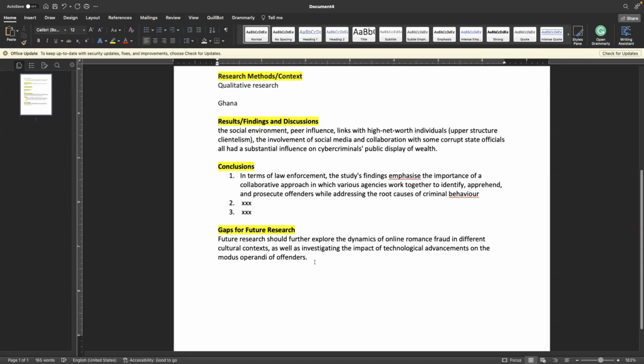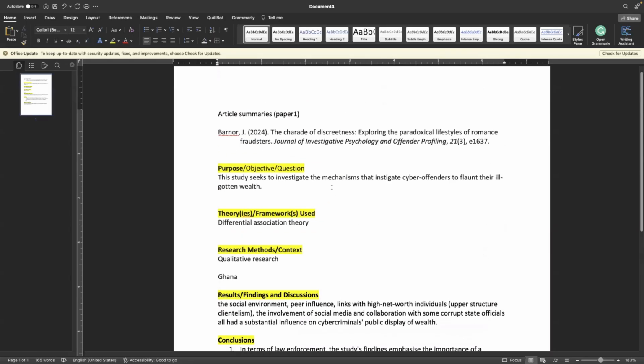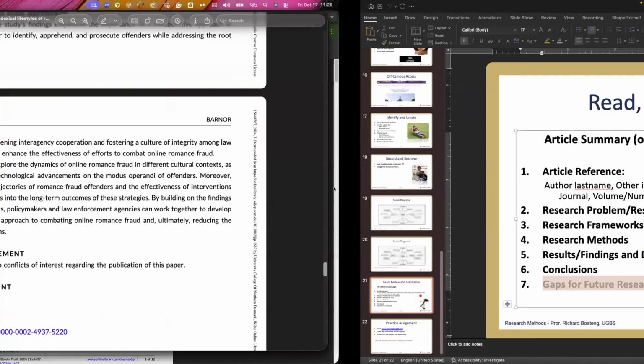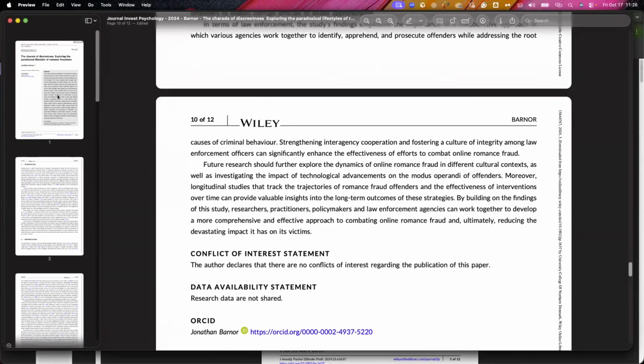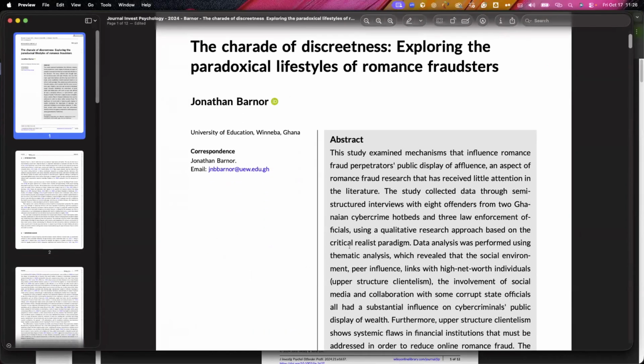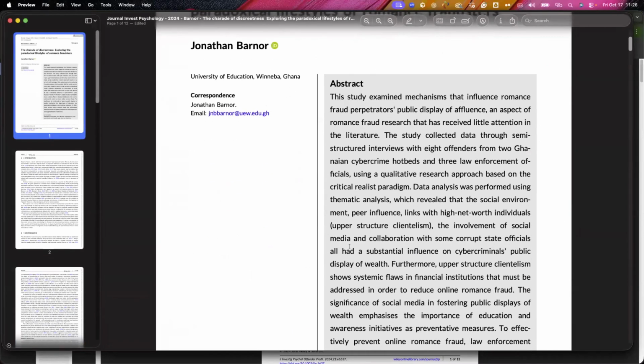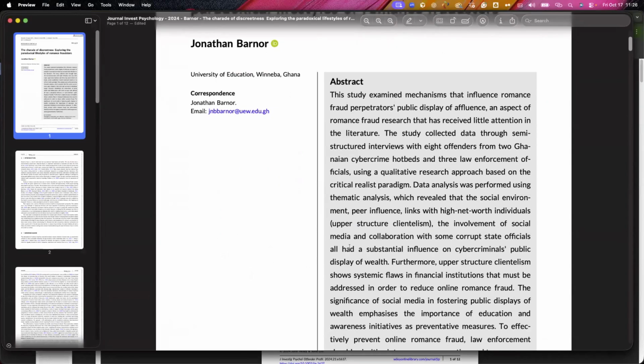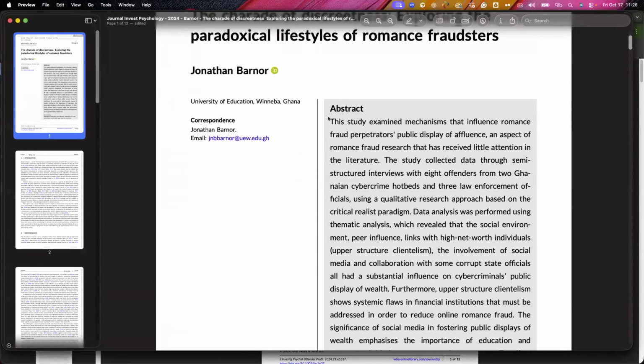Okay. The second question is: sir, please, the purpose of the article as revealed in both the abstract and introduction, which one should we go for? Whilst we're reading, I told you that you can also find it in the abstract. But note that abstracts are usually summaries of the work, and so the person may not state it as clearly as in the introduction. For example, this study examined mechanisms that influence romance fraud perpetrators' public display of affluence. That is what I stated here.